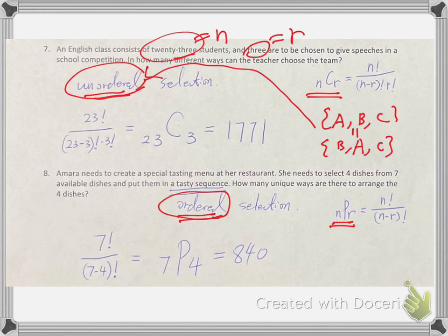Okay, yeah. So first one, teacher picks student A first. Second one, teacher picks student B first. But eventually, it's a team of these 3 students A, B, C. So it's an unordered selection. And then n is 23, r is 3. So the answer is 23C3. 23 students, choose 3. On some calculators, you just click that button, you got 1771.